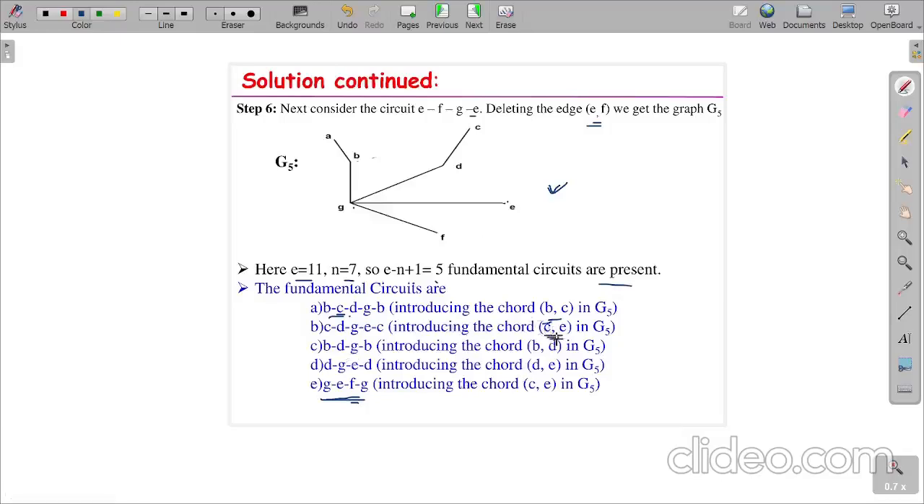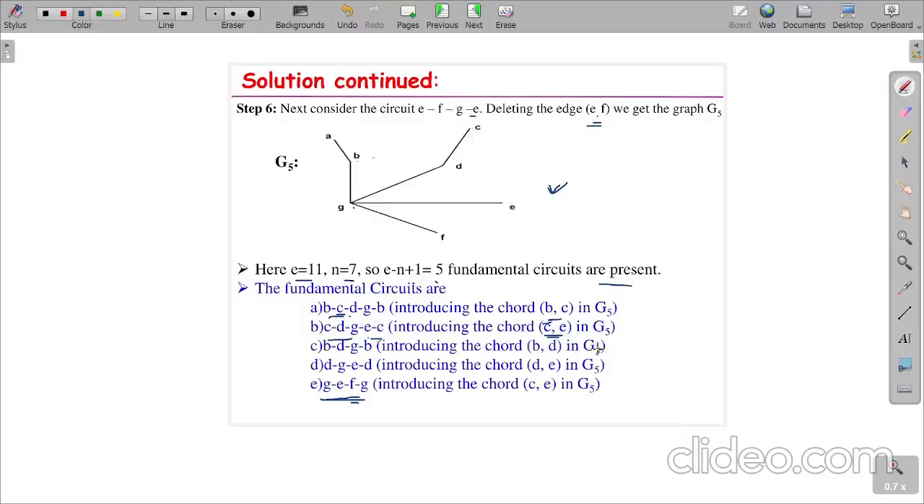Next, delete this one. Again, we consider our next chord CE. Our next chord is CE. Then we are adding this CE. What we have? C, D, G, E, C. That is our fundamental circuit. Next, we delete this one.